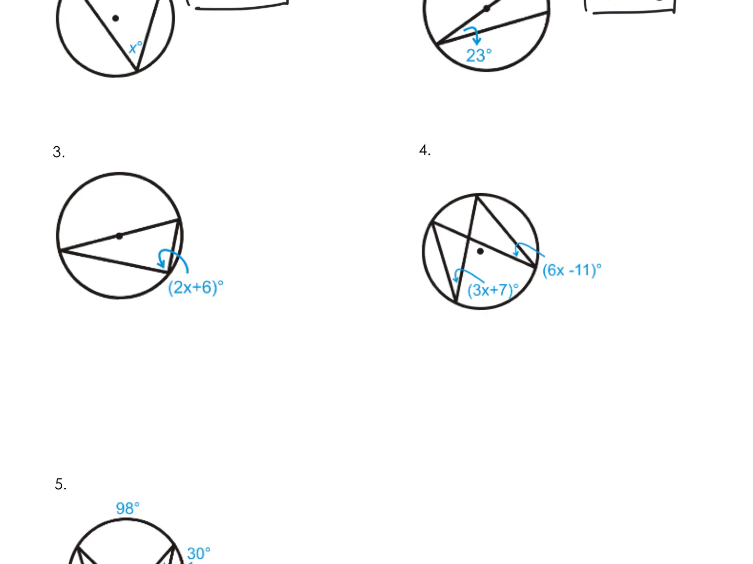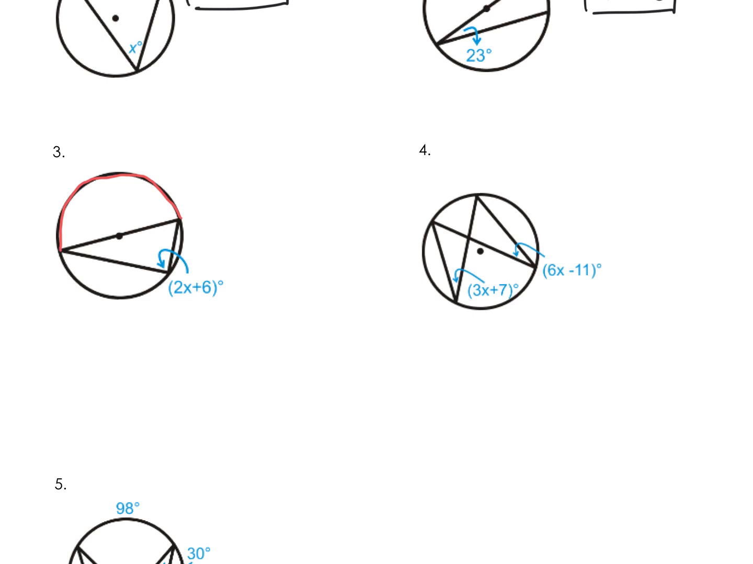So let's go ahead and solve for a variable here. I have the measure of my inscribed angle. It's 2x plus 6. So I need to set that equal to half the measure of its arc. If I look at the arc formed by that inscribed angle, it is the diameter of the circle.